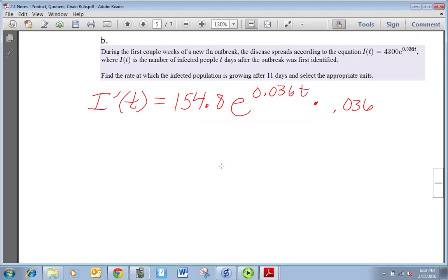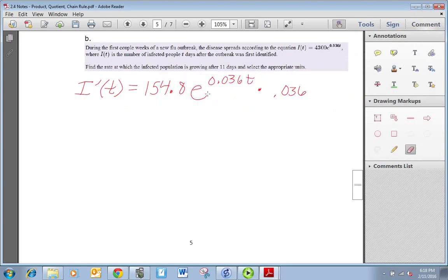And we don't really need to worry about, oh, actually, this. Let me get my eraser here. That's not correct. That's after you multiply the 0.036. So let me do it out here. 4,300 times 0.036 is 154.8. Oh, it was right. Okay, I'm sorry. This is what we don't want because we already did that multiplication. All right, we're good now.